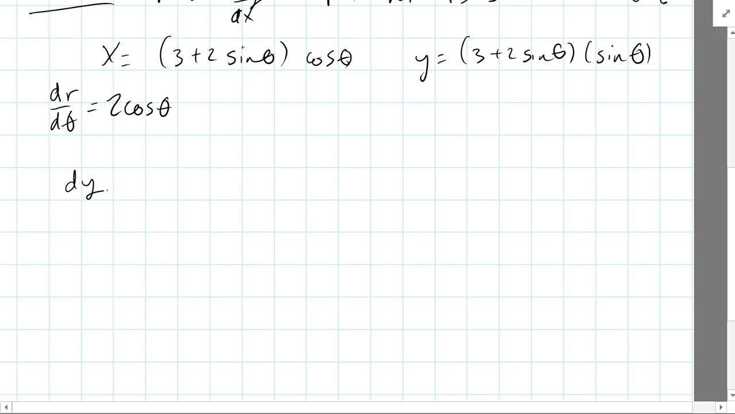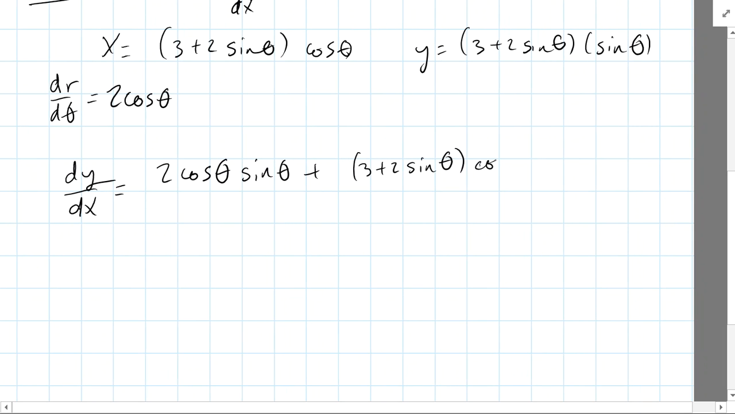Okay, and then dy/dx is equal to dr/d theta, which is 2 cosine of theta times sine of theta, plus r, which is 3 plus 2 sine of theta, times the derivative of y, which is cosine of theta, all over. So all I did at the top was just dy/d theta, right?